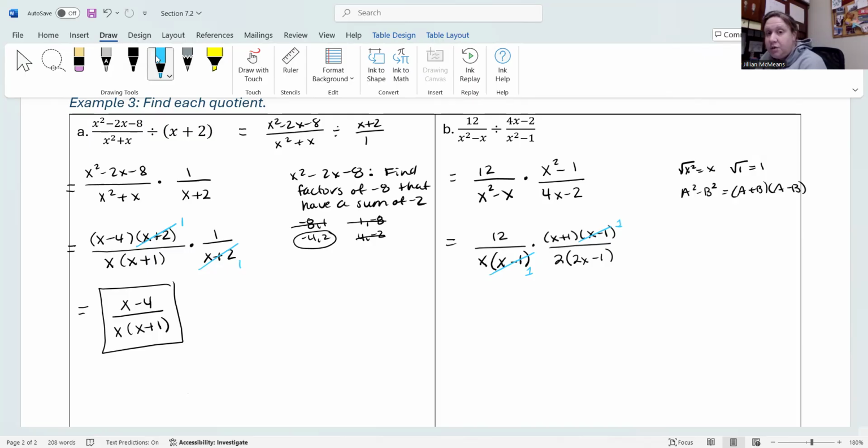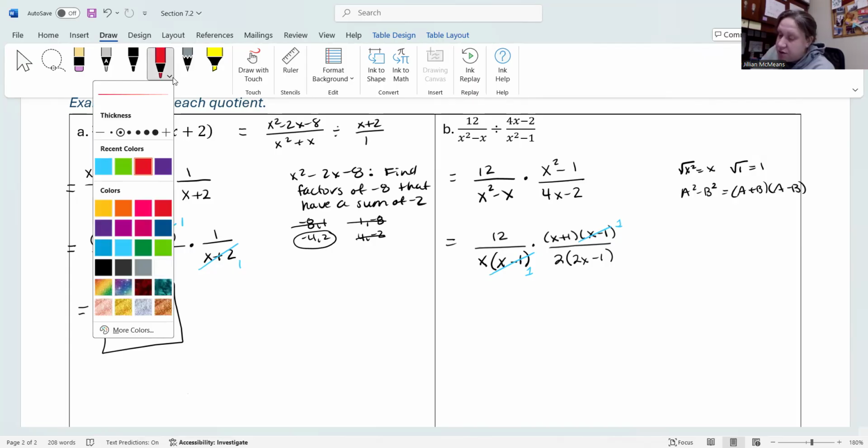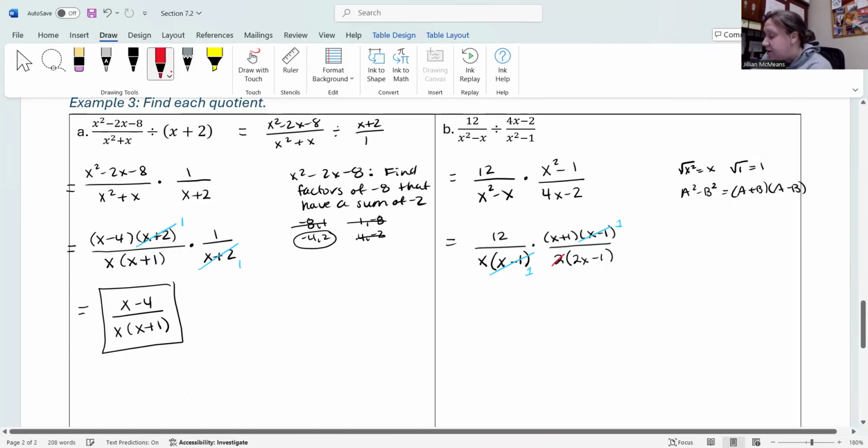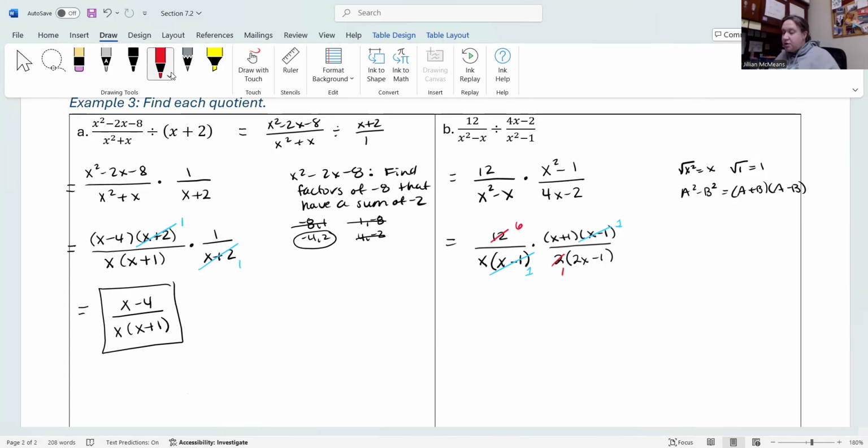But I also notice a 12 and a 2. So 12 and 2 both have a common factor of 2. So let's divide out the 2. 2 divided by 2 is 1. 12 divided by 2 is 6. So let's see. For my numerator, I have a 6 factor. I have an x plus 1 factor. My denominator, I have an x factor and a 2x minus 1 factor. So I think everything's as simple as it's going to get. So let's just multiply across.